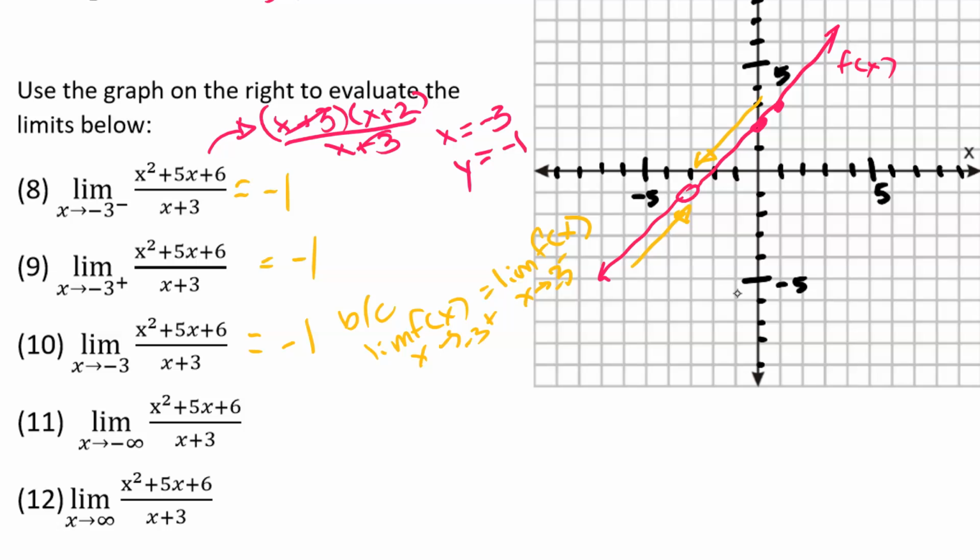All right, and then we've got as we go to negative infinity and as we go to positive infinity. Negative infinity is our end behavior as we go to the left. So x goes down forever, so that'll be negative infinity. And positive infinity is our end behavior as we go to the right.